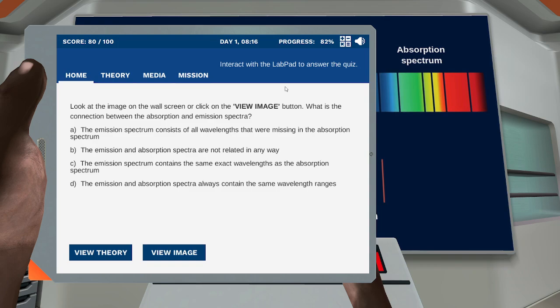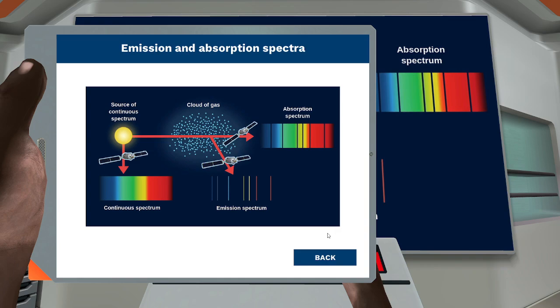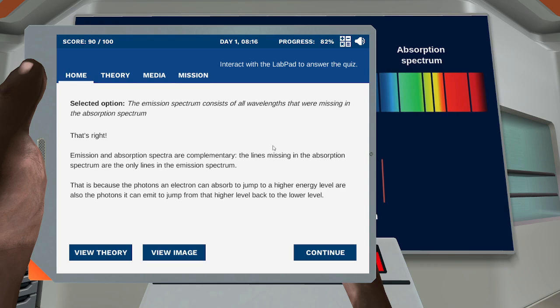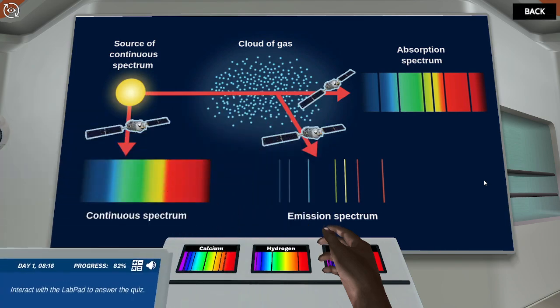Look at the image on the wall screen or click on the View Image button. What is the connection between the absorption and emission spectra? That's right. Emission and absorption spectra are complementary. The lines missing in the absorption spectrum are the only lines in the emission spectrum.